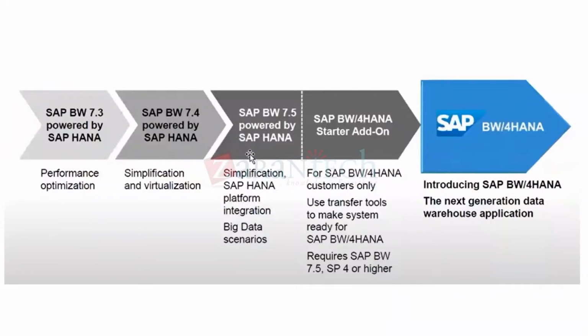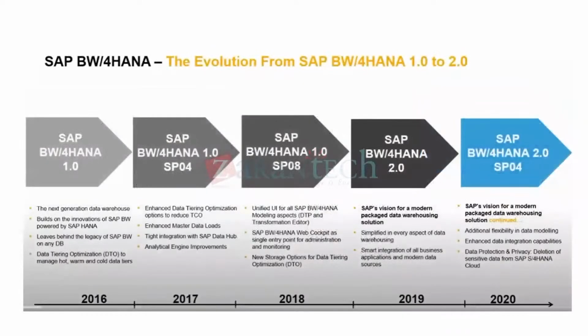When BW on HANA was introduced, it was also known as powered by HANA. Then they changed the name to BW on HANA. So when they introduced it initially, they said it was BW powered by HANA database. Then they said on HANA database, and then it's BW for HANA. And these are the timelines of each of the versions of the BW.